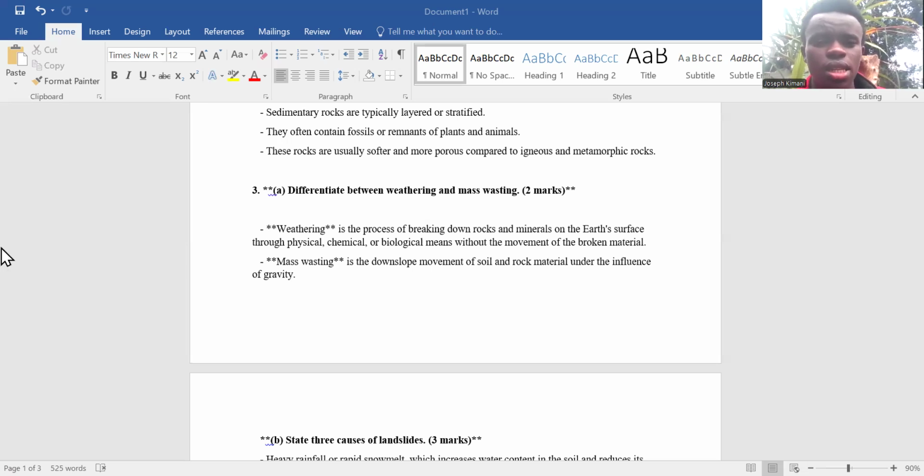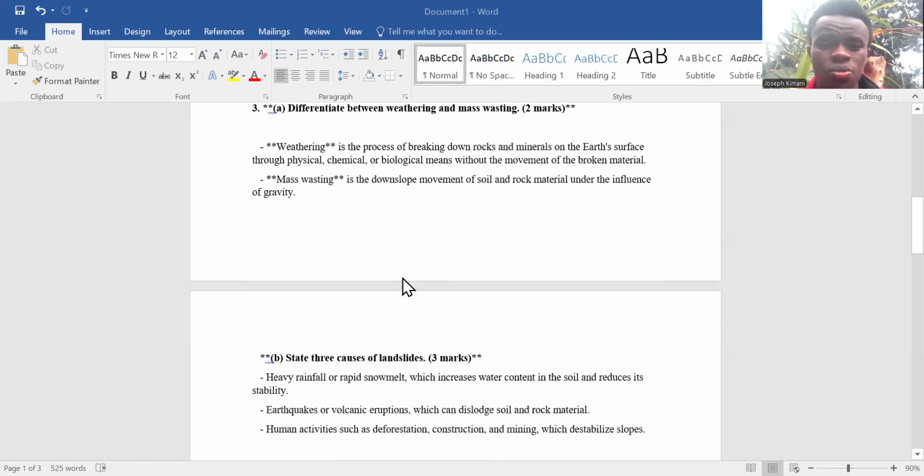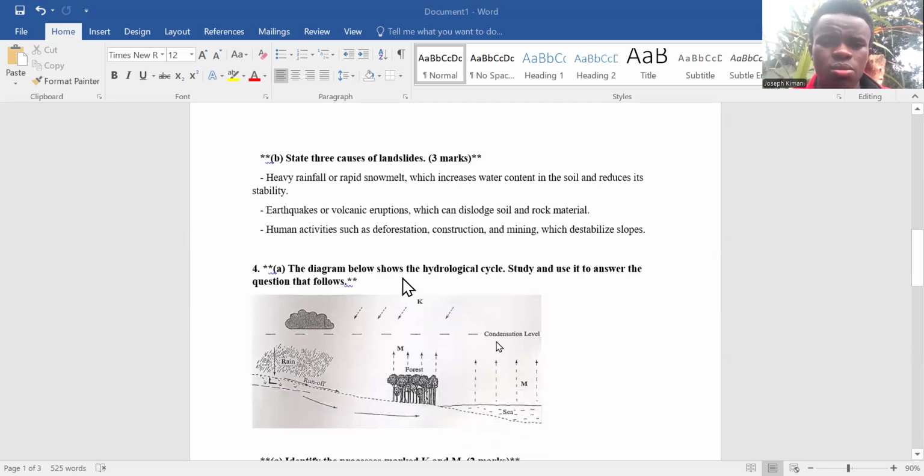Now, weathering is the process of breaking down rocks and minerals on the Earth's surface through physical, chemical, or biological means without the movement of the broken material. Remember, when you're differentiating, you should use differentiating conjunctions like while or whereas. So after you state the definition of weathering, you place a while or whereas, mass wasting is the downslope movement of soil and rock material under the influence of gravity. That's about it. Let's go to the next part of the question.